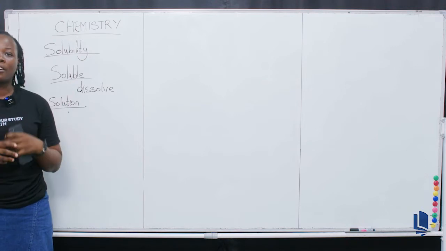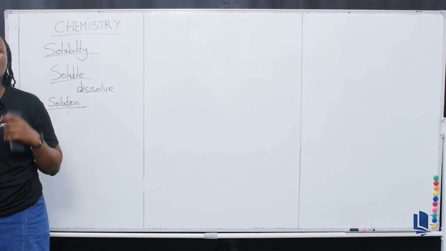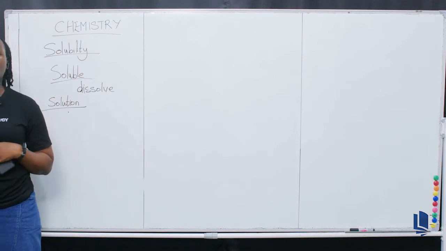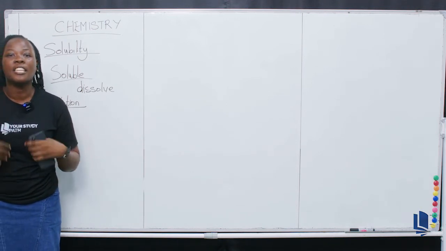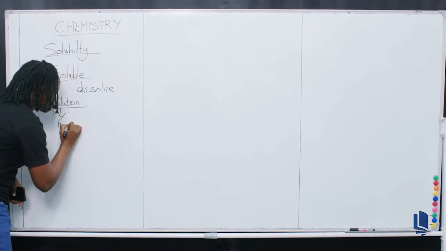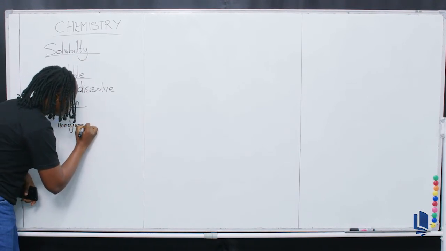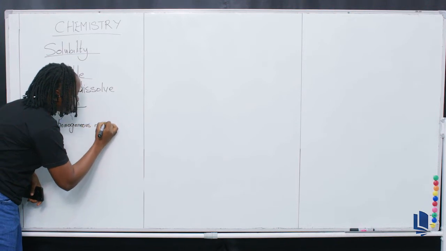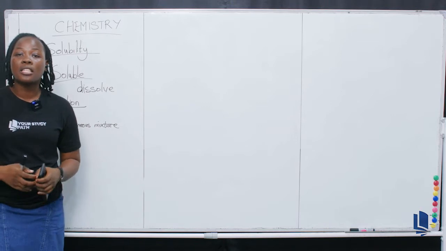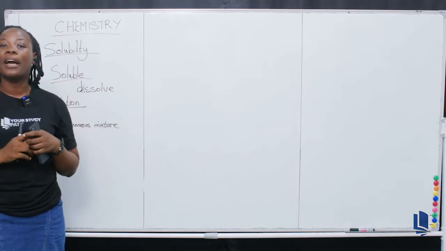We know the characteristic of a mixture is that it is physically combined together. If it is physically combined together, that means it can be physically separated. So we're talking about a homogeneous mixture of two or more substances that are physically combined together.